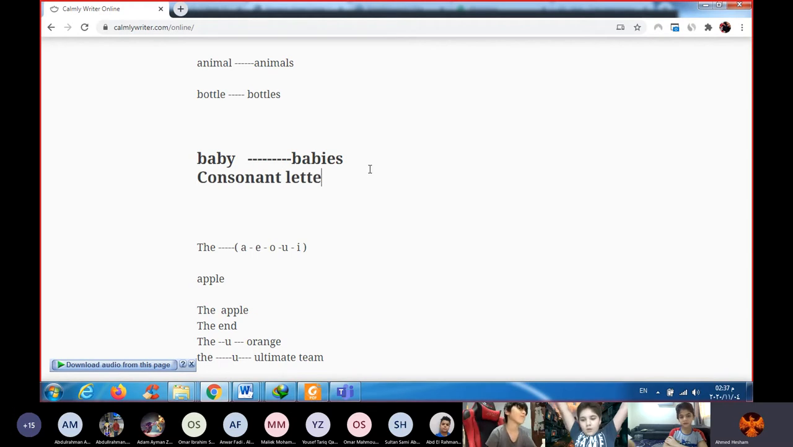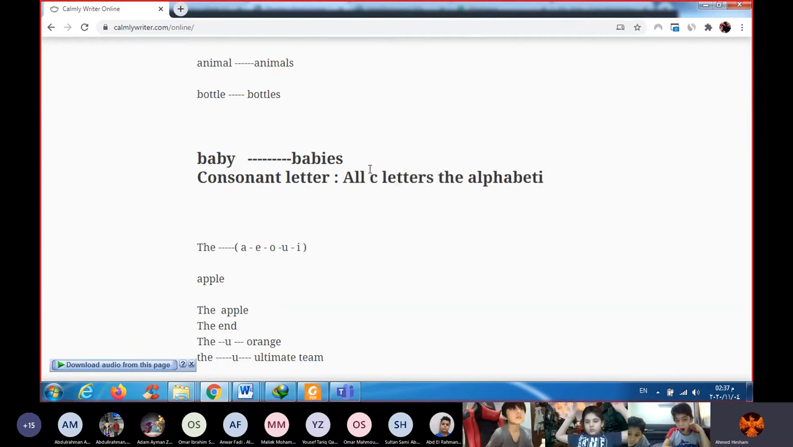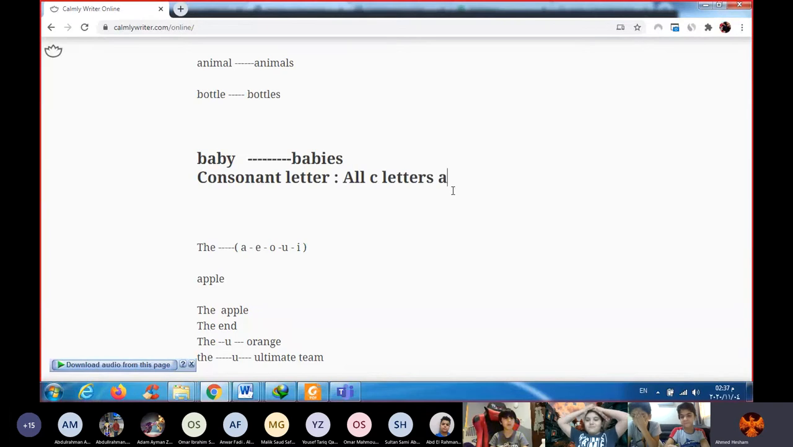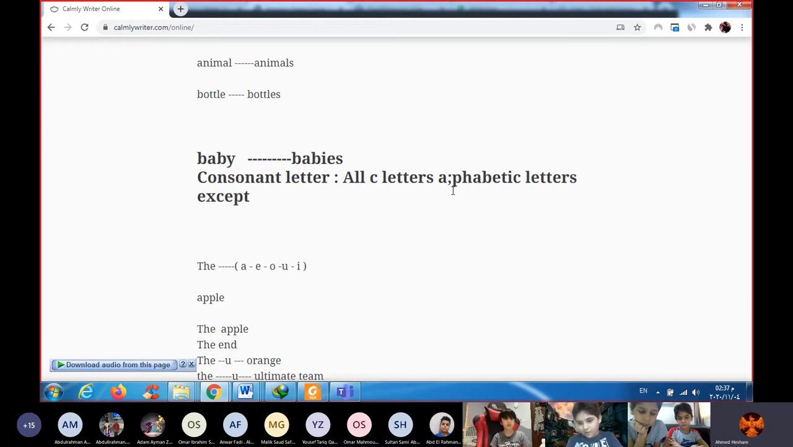Consonant letters are all the alphabetic letters except the vowels, except A, E, O, I, and U. These are the vowels. So all the alphabetic letters are consonants, but not those five.